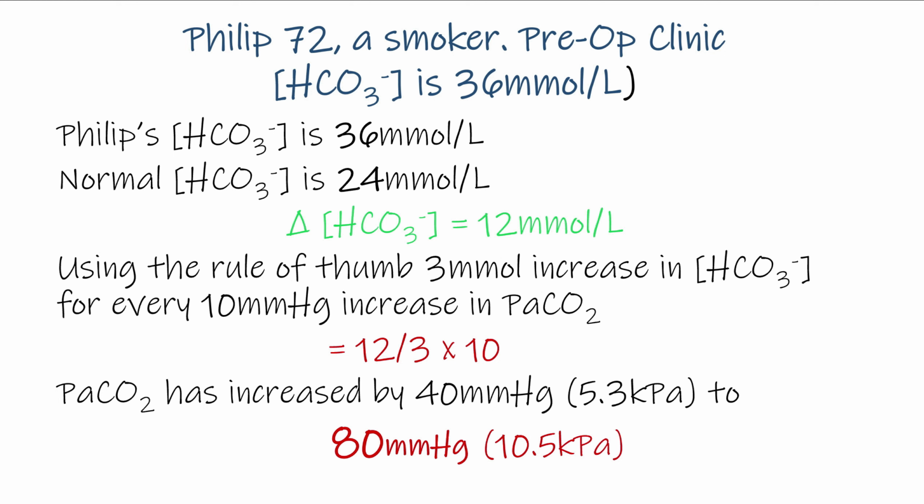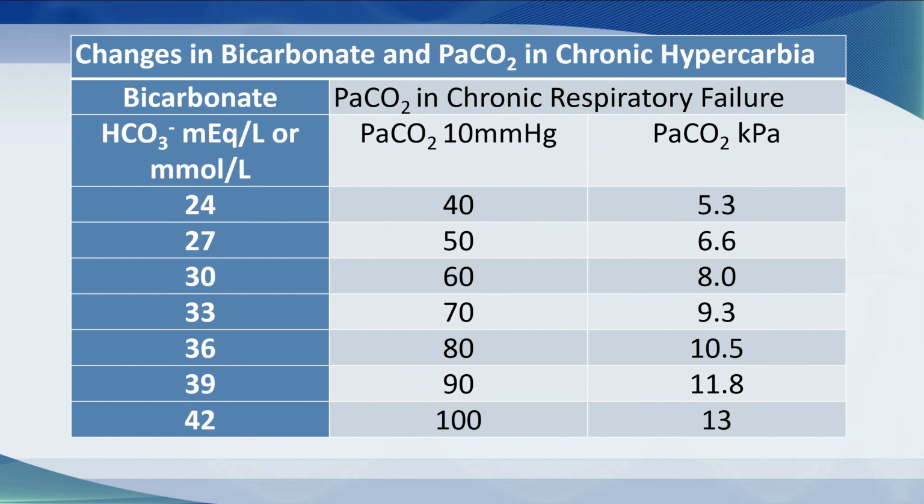And that's pretty impressive. And that means that ideally in the operating room, you should be targeting an end-tidal CO2 of about 76 millimeters of mercury. You may choose not to do so, but this is where Philip lives. And so this is a table that you can freeze if you like about the changes in the bicarbonate versus the PCO2 in chronic hypercarbia. This is where Philip is. This is what his PaCO2 likely is: 80 millimeters of mercury for 36 milliequivalents or millimoles per liter.